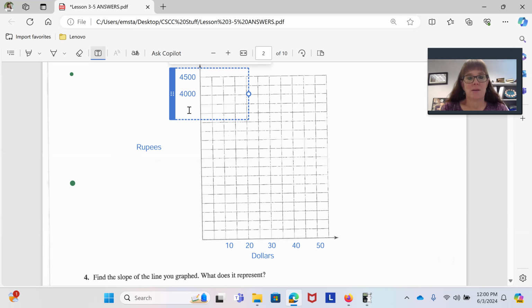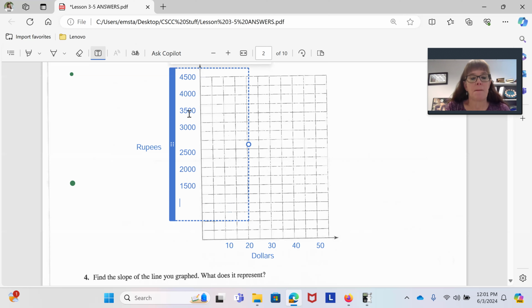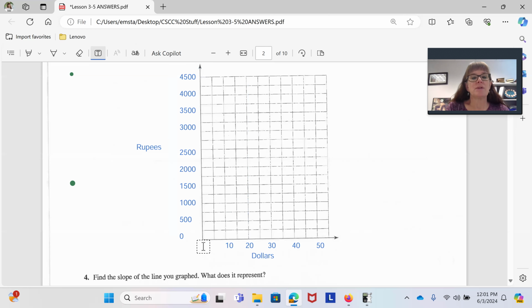And then 3,500. 3,000. 2,500. They're not quite evenly spaced here. 2,000. 1,500. 1,000. 500, and then we'd obviously have 0, 0 at the corner. I'll go ahead and put the 0 in here as well.